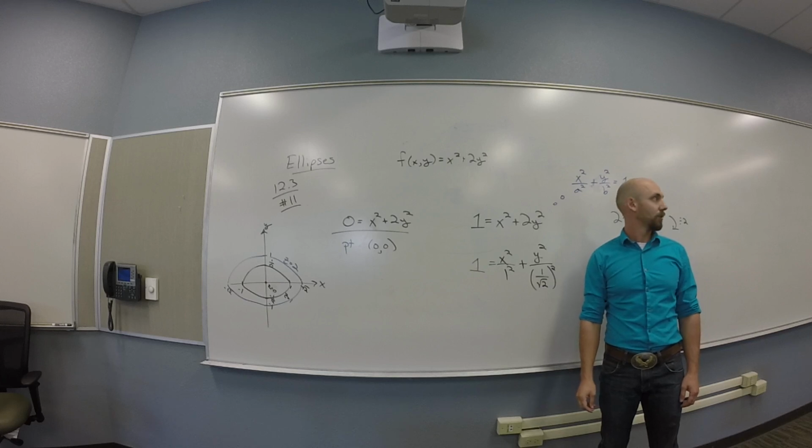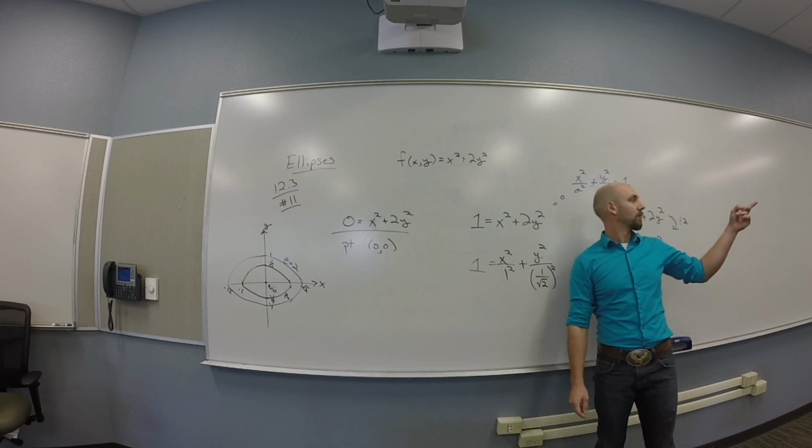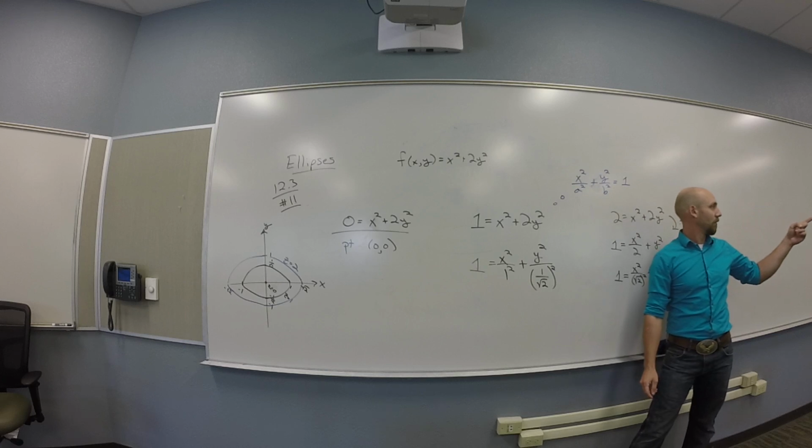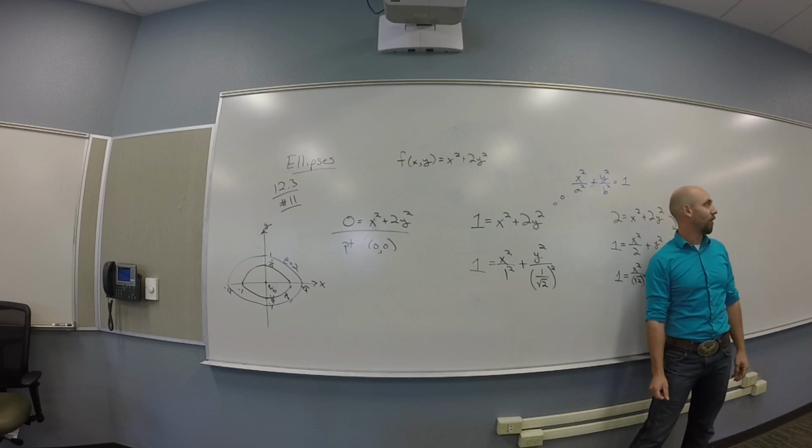Cool? Questions? Yeah, when it says label at least 4 contours, did you count your 0, 0? I did. The 0 contour is one of them. And you can do that.